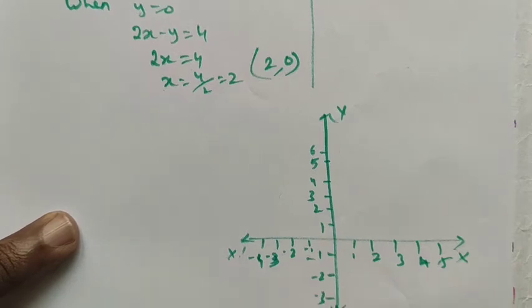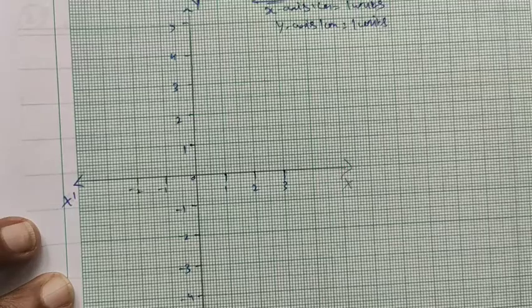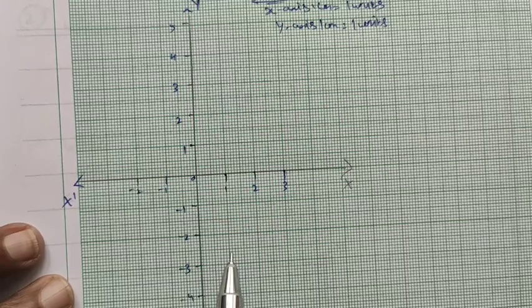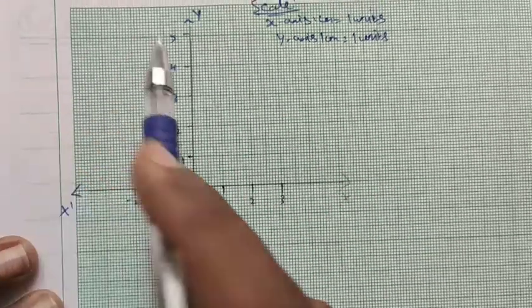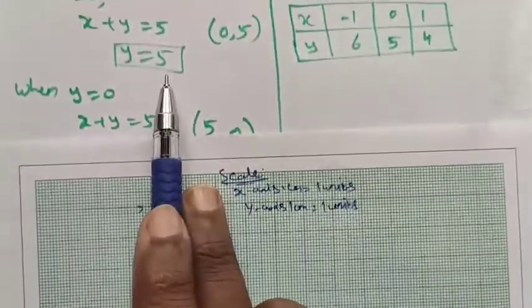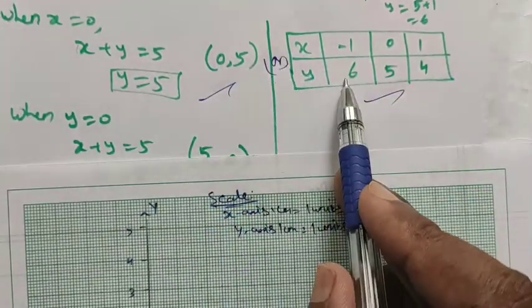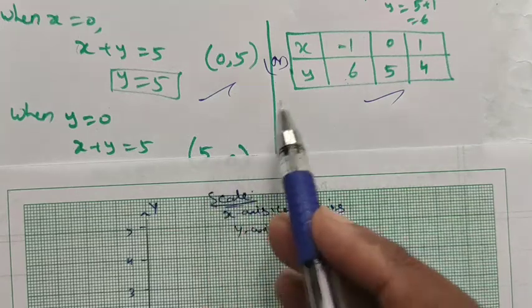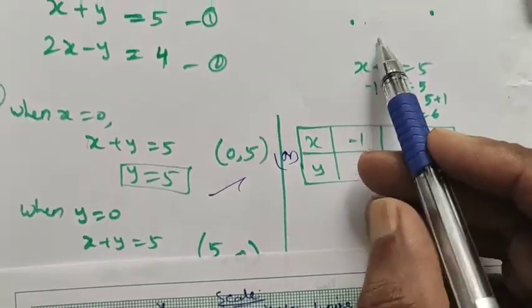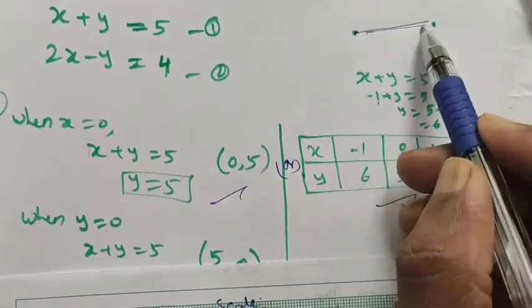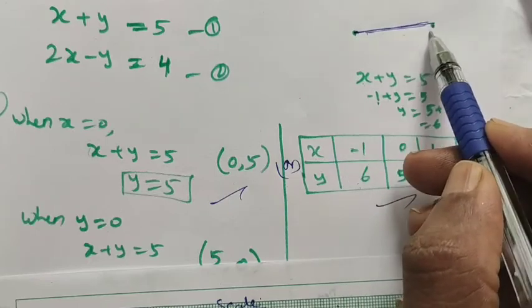Simply I am doing it here, or otherwise if we want to use the graph sheet, let me take the graph for this. First, either we can choose this method or another method is this method. If you want to draw a line, I already told you, compulsorily we need 2 points. 2 points are enough to draw a straight line, right?